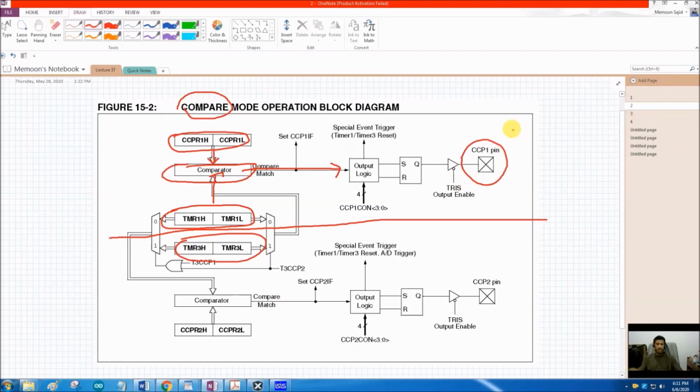In capture mode, what we were doing was input was coming here, then as soon as the input came, the value of the timer was copied to the CCP register. In this case, what we are doing is comparing the value of CCP and the timer, and as soon as they are equal, we are setting, clearing, or toggling an output pin.